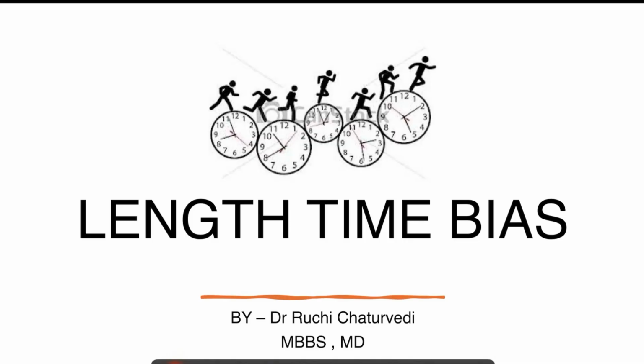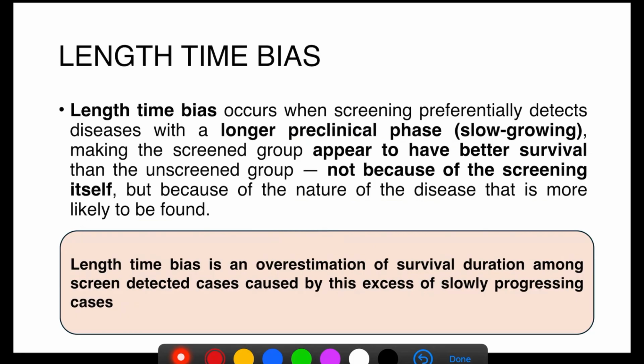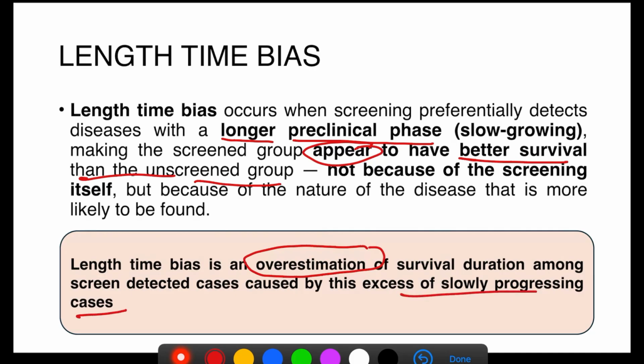In today's video, we will talk about length time bias. Length time bias occurs when the screening preferentially detects the disease which has a longer preclinical phase, meaning they are slowly growing, less aggressive, making the screen group appear to have a better survival than the unscreened group. And this survival is not because of the screening itself, but because of the nature of the disease. So length time bias is an overestimation of survival duration among the screen detected cases, which is caused by the excess of slowly progressive cases.